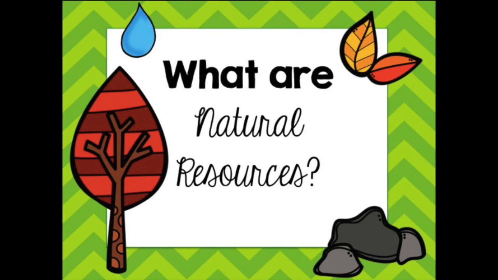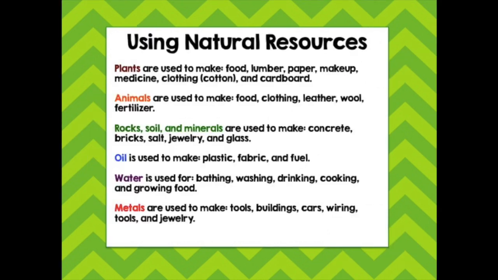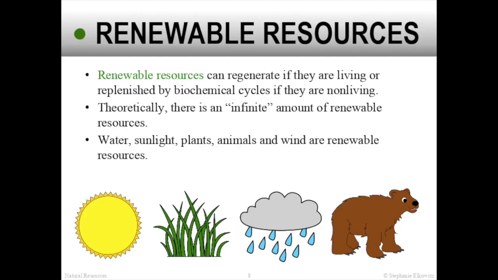So what are natural resources? Natural resources are plants, animals, rocks, soil, minerals, oil, water, and metals. They're used to make all the things that we have today. They're used to make houses, we have food, we have fertilizer, we have clothing, all sorts of things that we use every single day. Now let's talk about the difference between renewable and non-renewable resources.